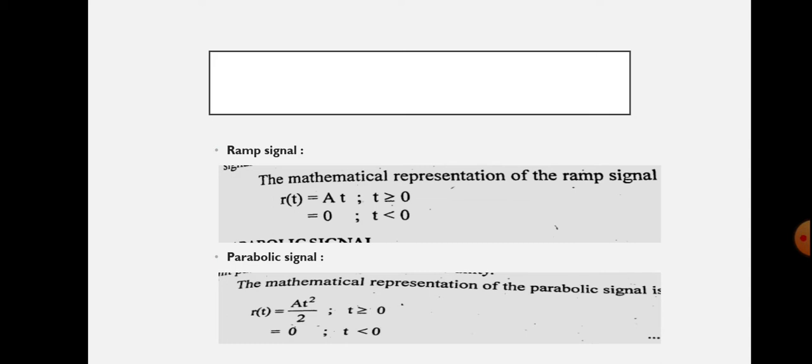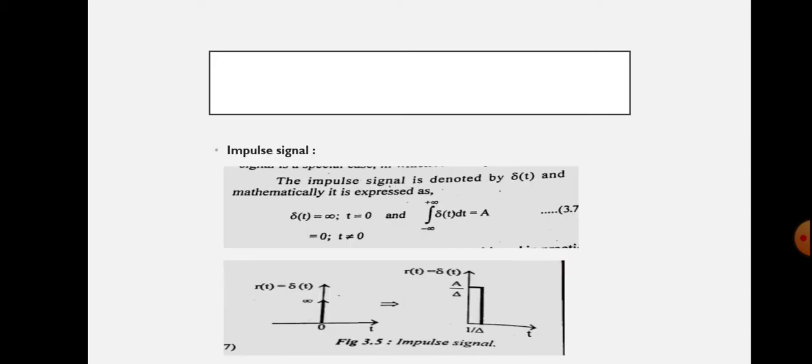Signal has value only after t greater than or equal to 0. Next is the impulse signal. The impulse signal is denoted by the letter δ(t), and mathematically it is expressed as δ(t) equal to infinity at t equal to 0 and equal to 0 for t not equal to 0. Also, the integral from minus infinity to plus infinity of δ(t) dt equals a, and the figure shows the impulse signal. You can find that the impulse signal has a value when t equal to 0.